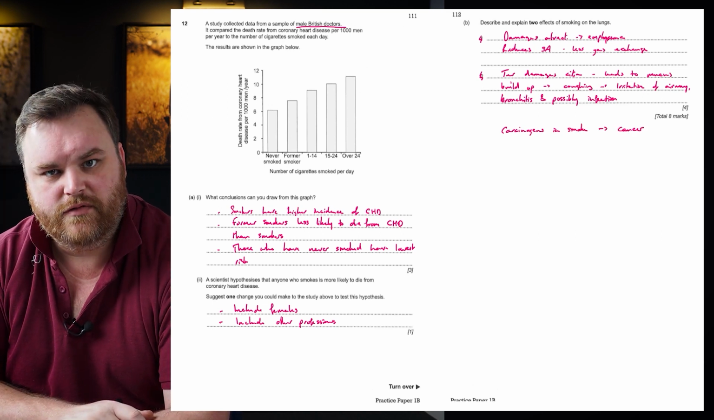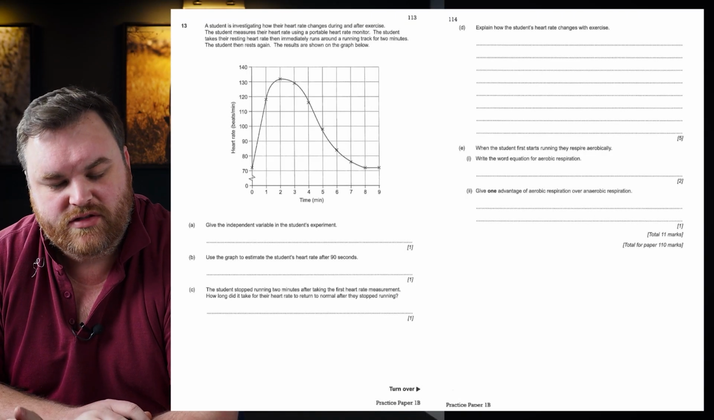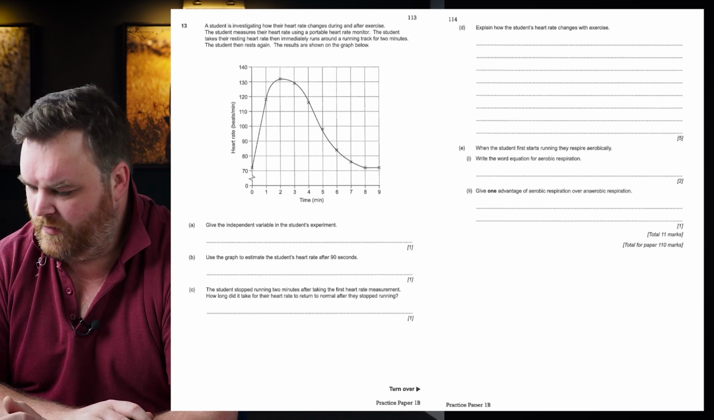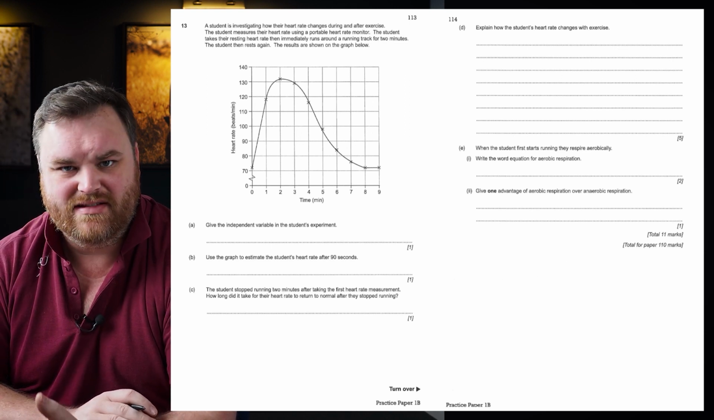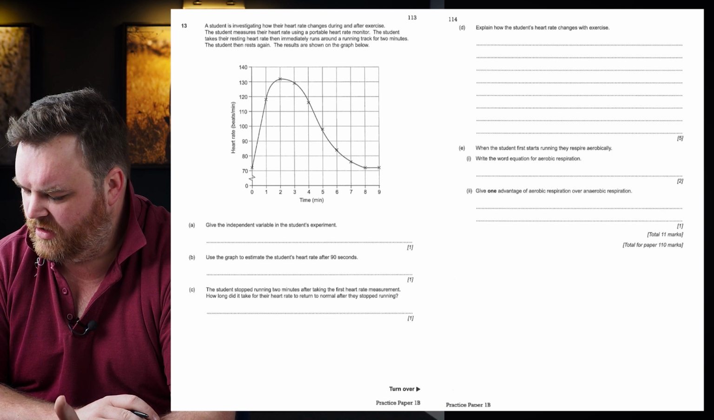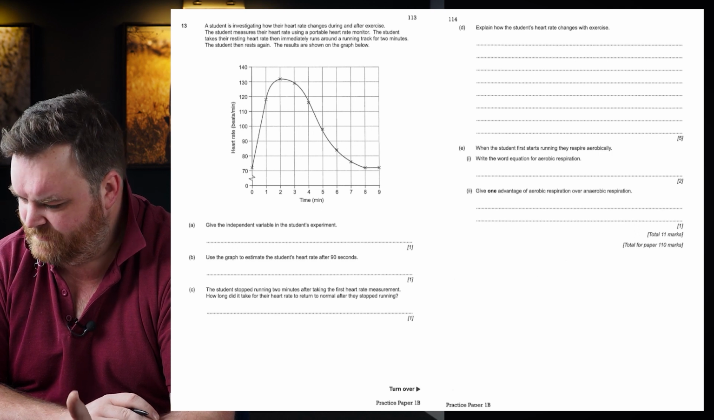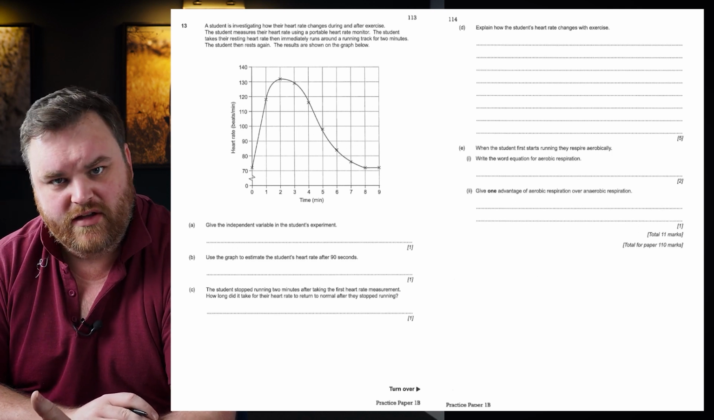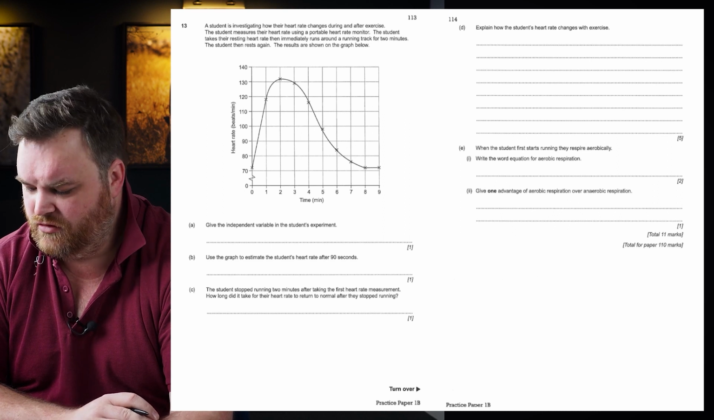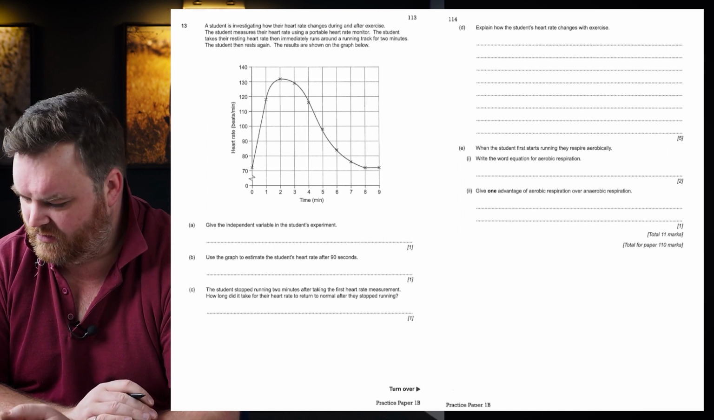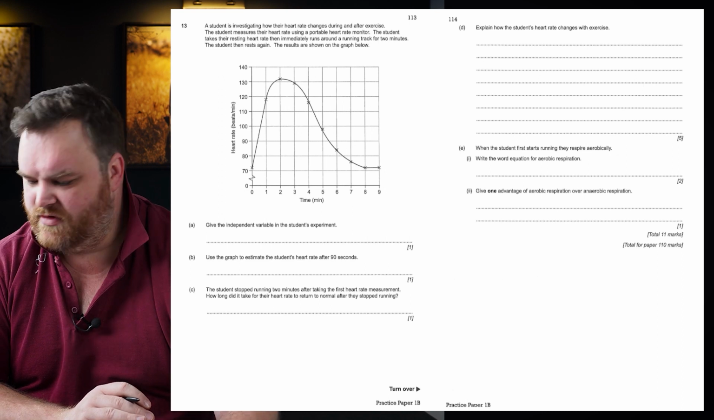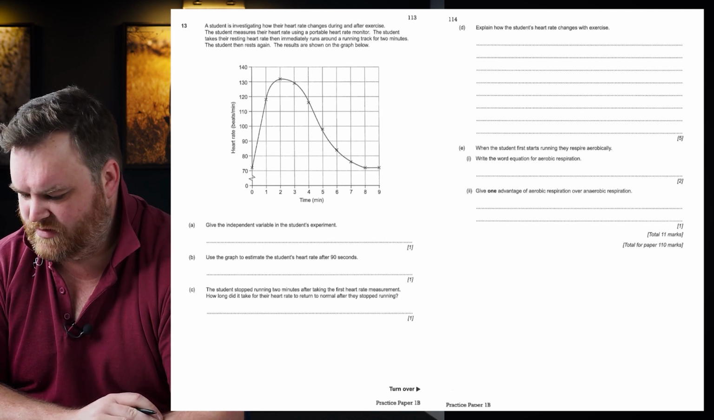Okay, there we go, there's question 12. Okay, it's question 13. Question 13 is an experimental one. We've got a graph at the top here. This is exercise and heart rate. This student is doing some exercise. They've measured their heart rate before they do the exercise, and then during, as they finish, and then they've got, not continuous, but a few measurements after they finish the exercise, back to when their heart rate goes down to its resting rate.